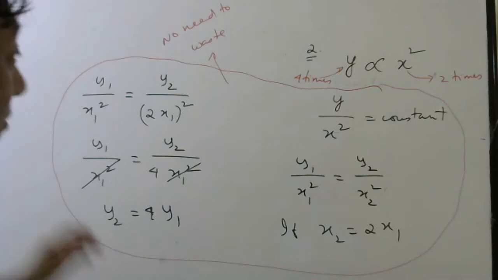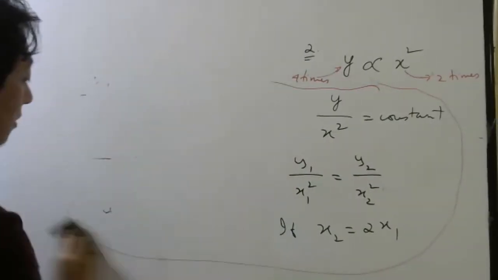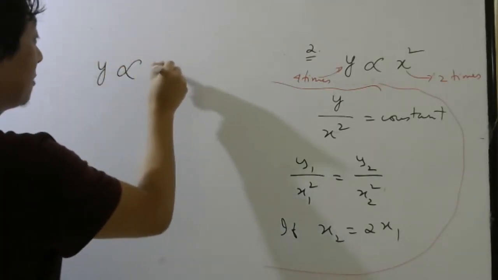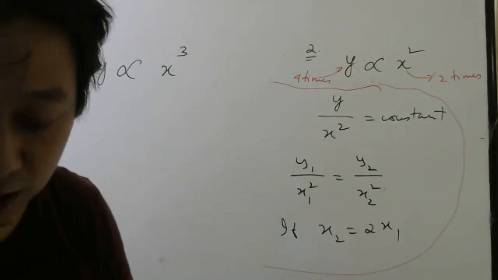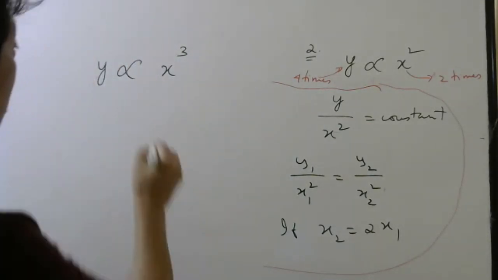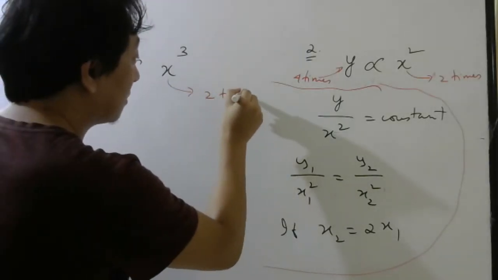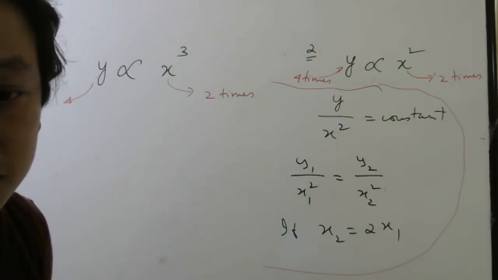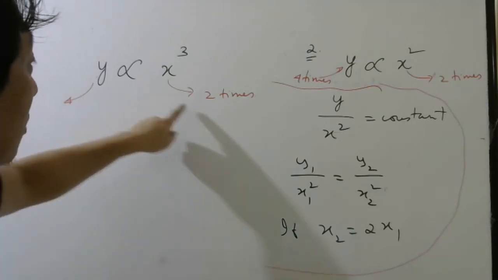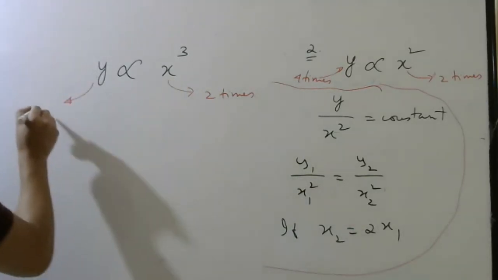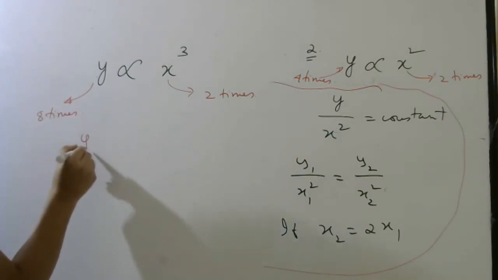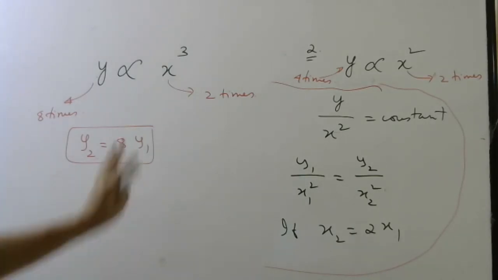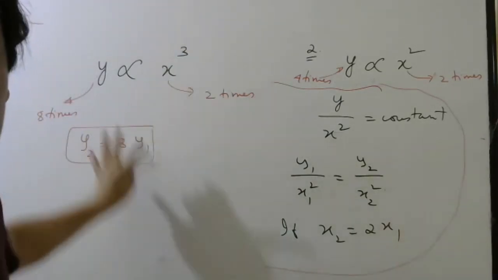So last one, you tell me yourself. Sometimes y will be proportional to x power 3. Now if I say x has increased 2 times, y will increase how many times? 8. Very good. 2 power 3 times, so 2 power 3 means 8 times. That means y2, the final value, will be 8 times the initial value. Try to remember this small thing. This will help you very, very much, students.